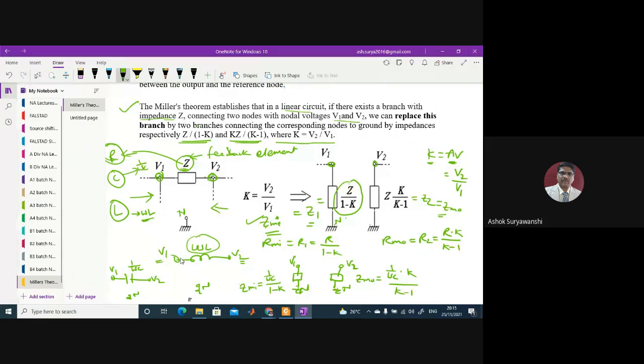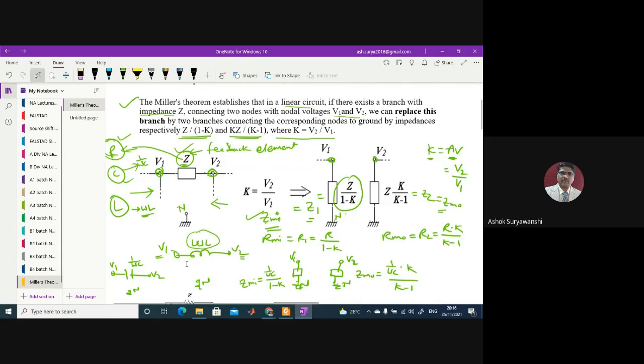So likewise, we can write for the impedance as an element between input and output, that is in feedback, whether it is a resistance, a capacitance, or an inductor. So whatever it is, using Miller's theorem, we can simplify this feedback element. And once we get the simplified one, like Z1, Z2, or ZMI and ZMO, or RMI and RMO, then it becomes very easy to analyze that circuit further, right?